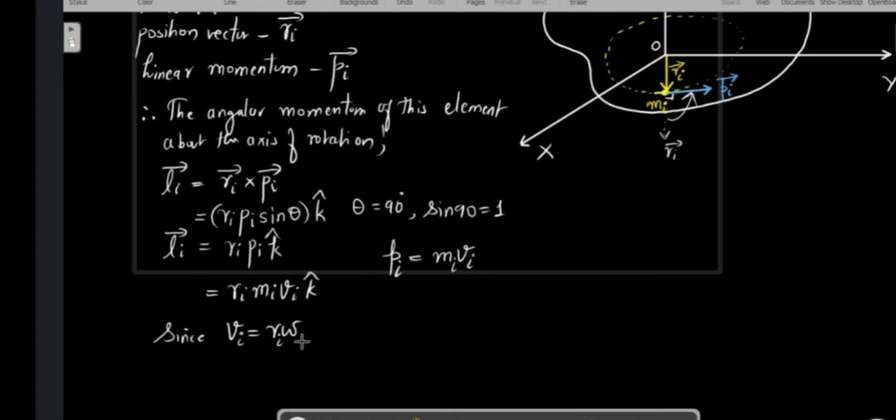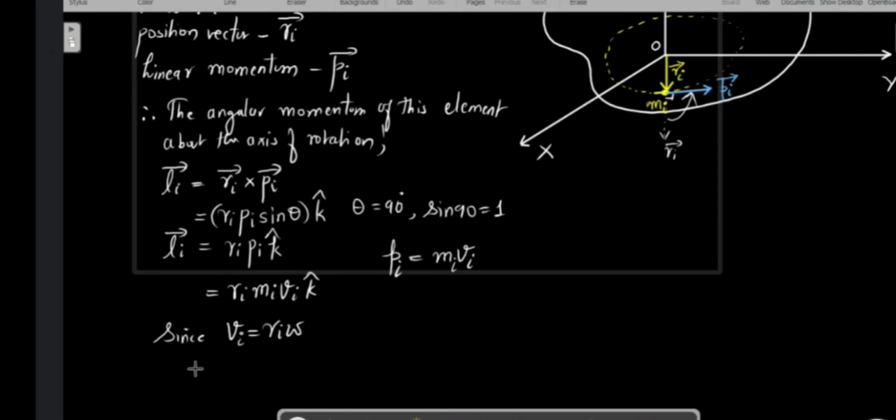Now omega I will not come over here. Why? Because the angular velocity for every particle of a rigid body remains constant. So all the particles will have the same angular velocity, right? That is the same as the angular velocity of that rigid body. So we can write this as Ri into omega itself. Omega I will not come.